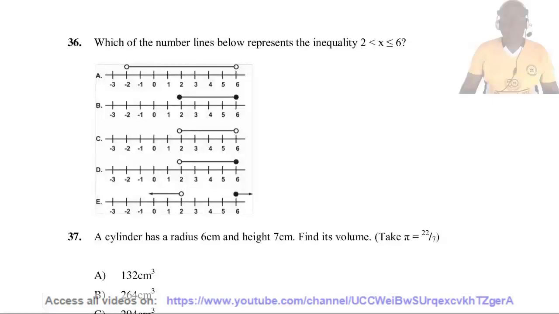And 36. Which of the number lines below represents the inequality s lies between 2 and 6? The answer is D. The equal to sign here is represented by the shaded dot over here, and the less than sign here is represented by the small circle over here.